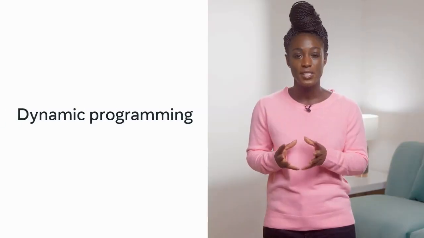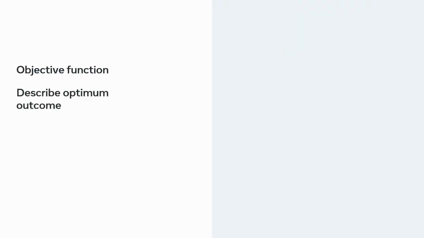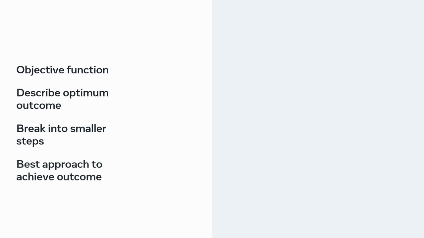You were then introduced to dynamic programming, which is a programming paradigm that promotes solving problems by breaking them into smaller problems. And you examined the process involved to compute a dynamic programming solution. Essentially, this can be outlined as first determining the objective function. That is the description of what the optimum outcome is to be. Next, breaking the problem into smaller steps and then deciding which approach you would like to apply to achieve your desired outcome.